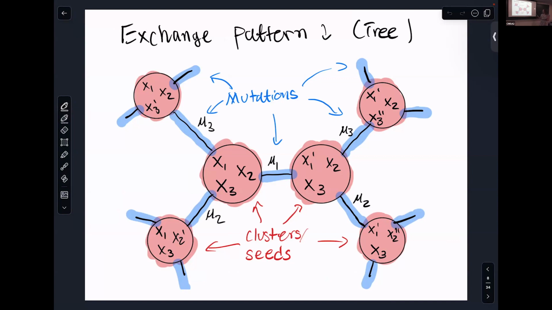And this mutation operation we mentioned before is an involution. So if I mutate back at x1, I end up back at the same seed. And a priori, we get this infinite tree of all possible sequences of mutations. So this tree I call the exchange pattern.